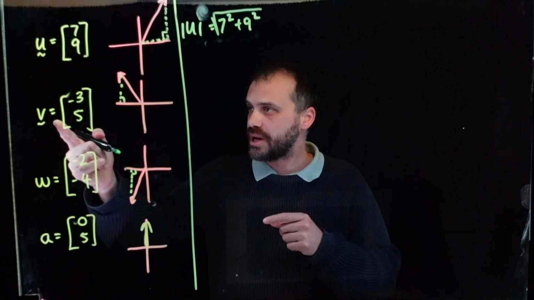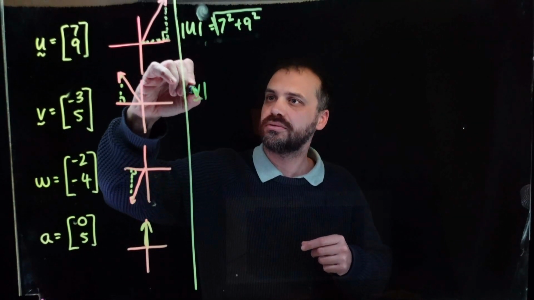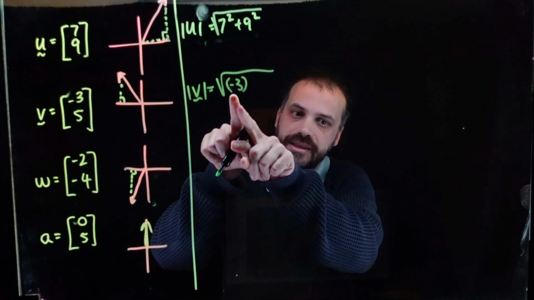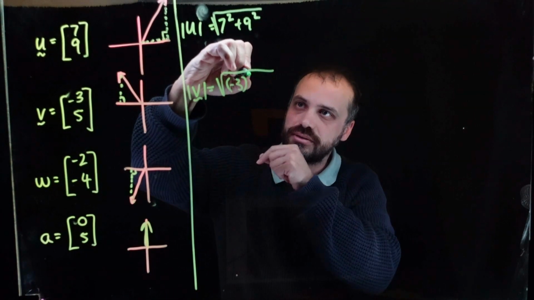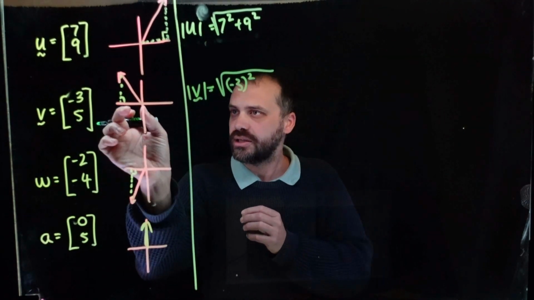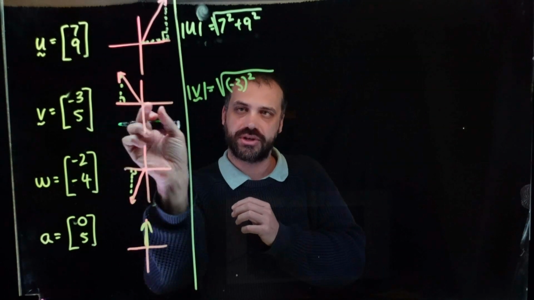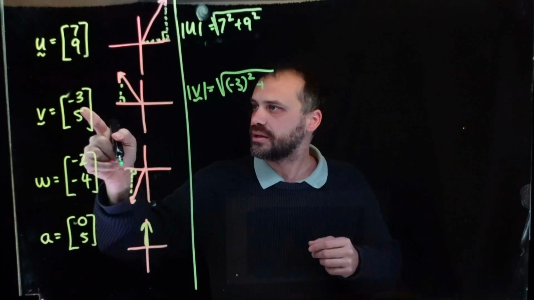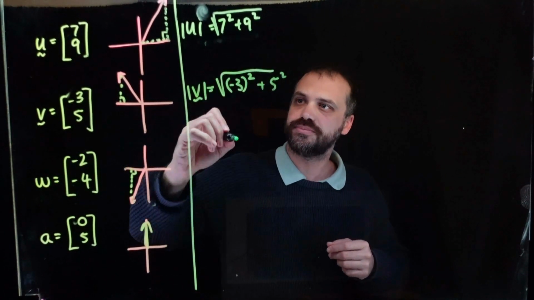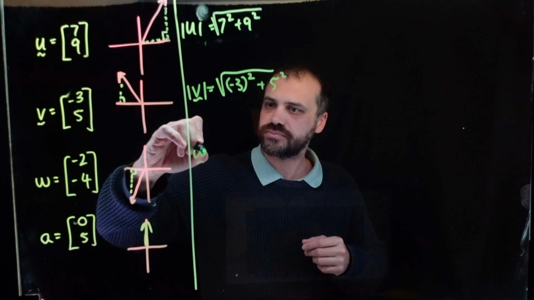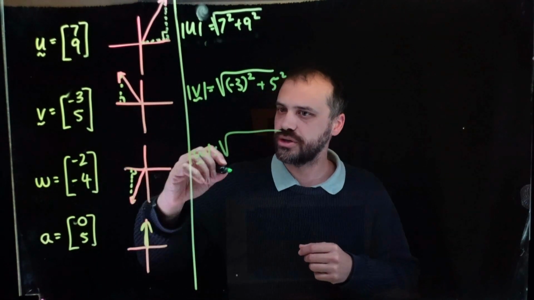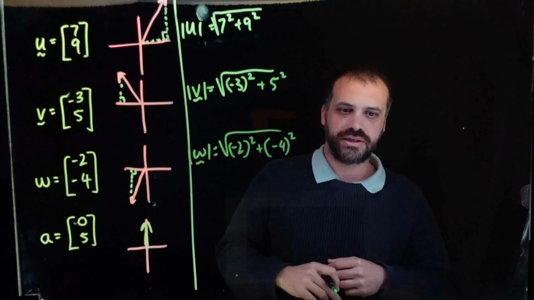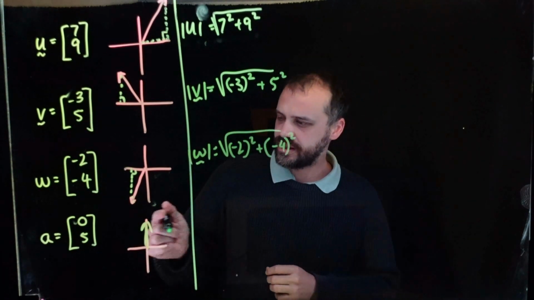All right, so that means that the magnitude of V is equal to the square root of, very careful how you do this, -3 squared. It's going to be a positive value, right? -3, but it's a length. So -3 squared, that'll give us +9. They're always going to be positives. 5 squared. All right, we've got W here. The magnitude of that is going to be equal to the square root of -2 in brackets squared plus -4 in brackets squared. Okay, and then the magnitude of A.